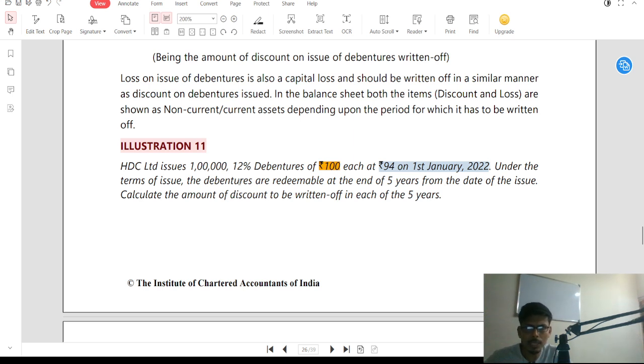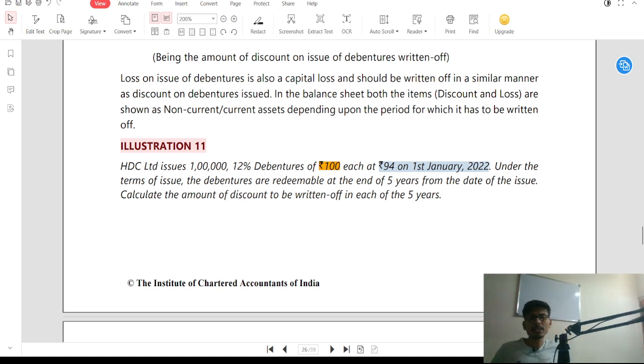Under the terms of issue, the debentures are redeemable at the end of 5 years from the date of issue. Acha, after 5 years it will be redeemed. Remember guys, the language is very important. They are not redeeming the debenture every year, rather they are going to pay the debenture fully at the end of the 5 years. Calculate the amount of discount to be written off in each of the 5 years. आपको calculate करना है कि कितना discount है and how you are going to write off the discount in the books for the next 5 years, ये आपको show करना है. ठीक है, it's a very interesting one.